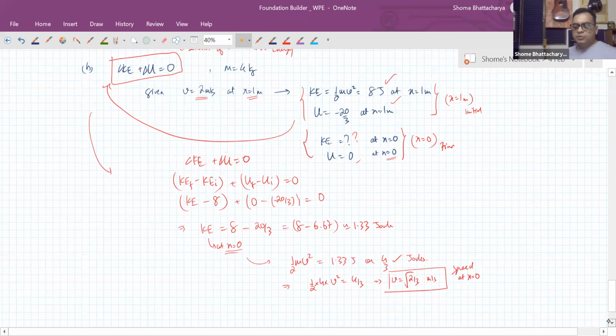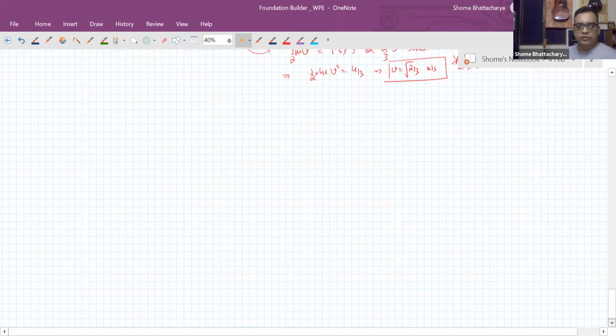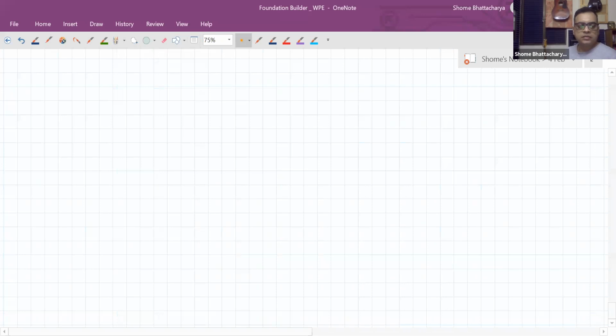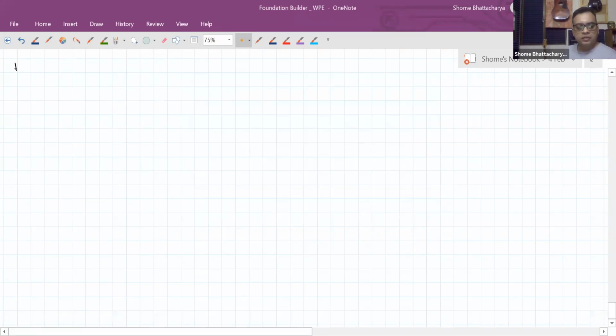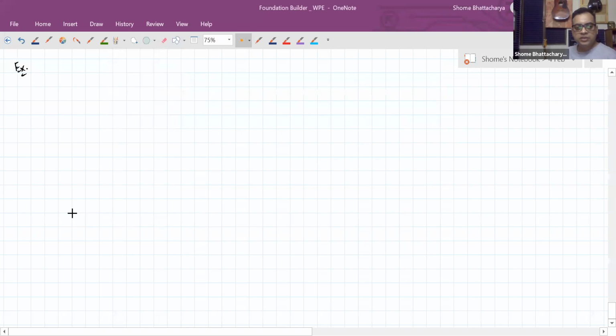Okay, next up we will do a very important question about the application of the work done by energy theorem involving spring potential energy and work done by friction, those kind of things. So this example is actually a question in HC Verma. I'll tell you the question number in a moment, but just take down the question first.